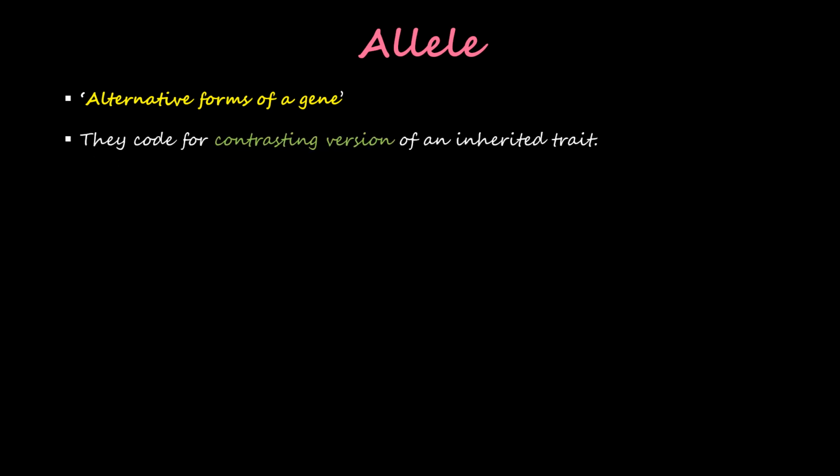Whenever we talk about genes, we cannot escape mentioning alleles. Alleles are alternative forms of a gene. They code for a contrasting version of an inherited trait. So for example, if the trait is height, then a person can be tall or short, which is determined by the allele present in that organism.